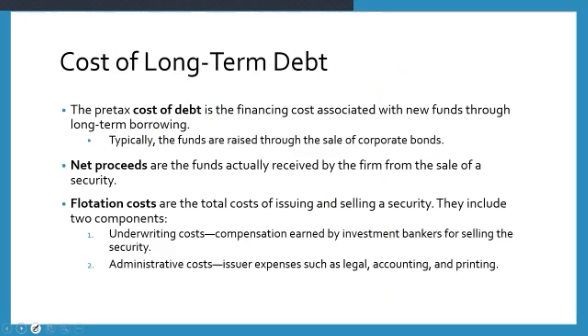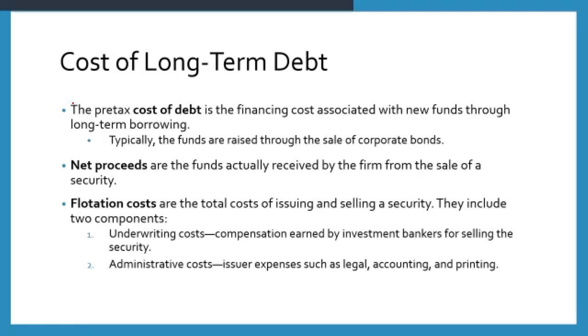Now the pre-tax cost of debt, meaning the cost of debt before tax, is the financing cost associated with new funds through long-term borrowing. Typically, the funds are raised through the sale of corporate bonds, right? So debt, again, is bonds, and the firm raises it through the sale of corporate bonds. The net proceeds are the funds actually received by the firm from the sale of the security. So when they sell the bonds, they receive money for it, and that's called the net proceeds. Flotation costs are the total cost of issuing and selling a security.